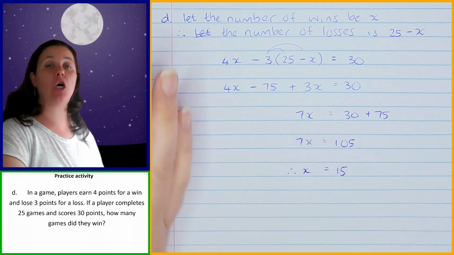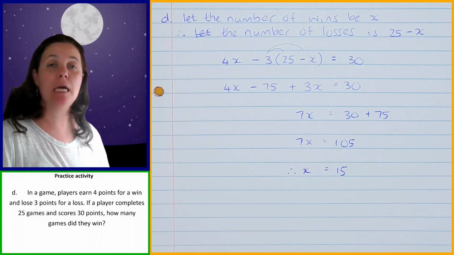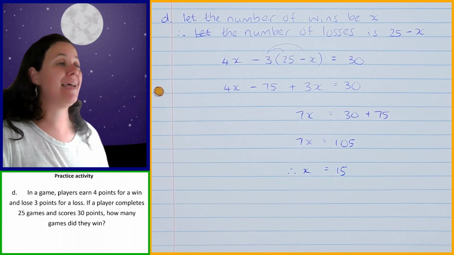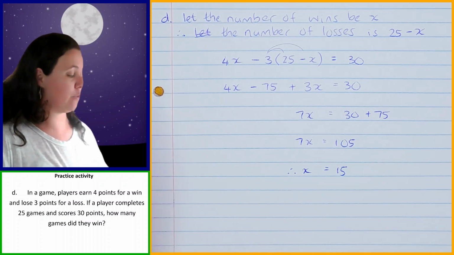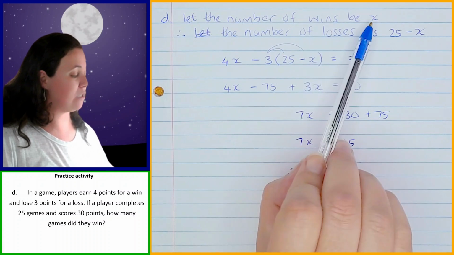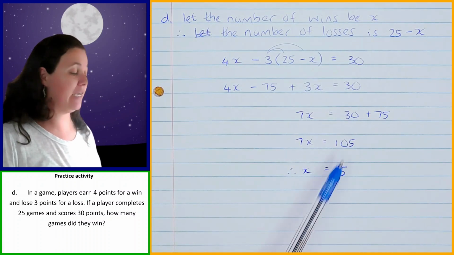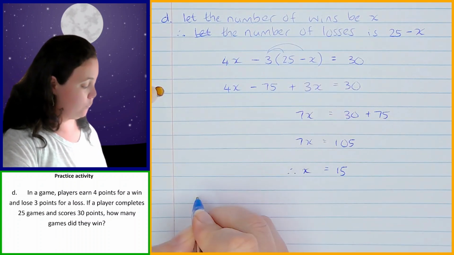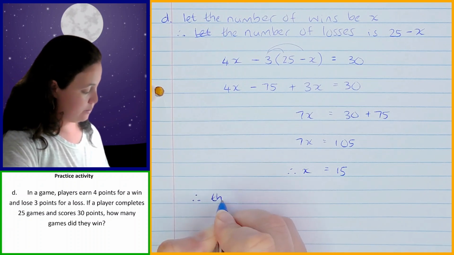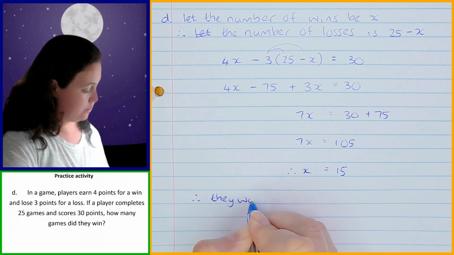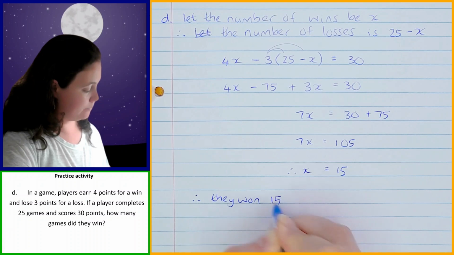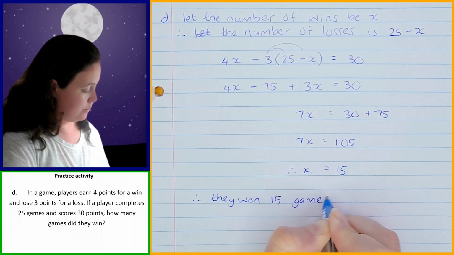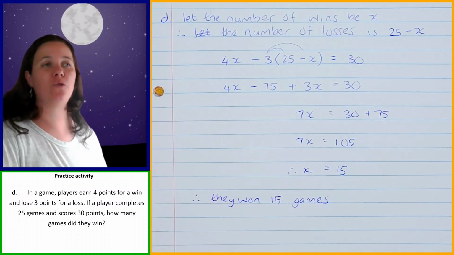So now I need to go back and answer the question again. We've solved for x. Now I need to go and answer the question. The question was, how many games did they win? So let's go back. We have the number of wins was x. So the 15 over here is the answer to my question. So therefore, they won 15 games. And that's what you should have got for question D.